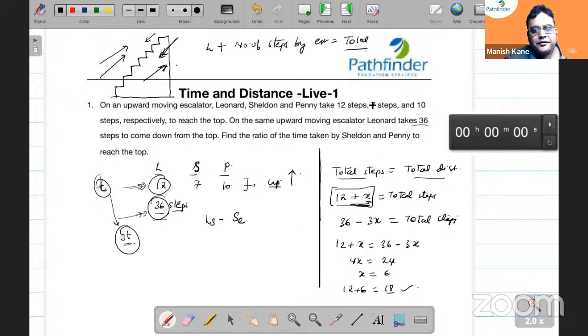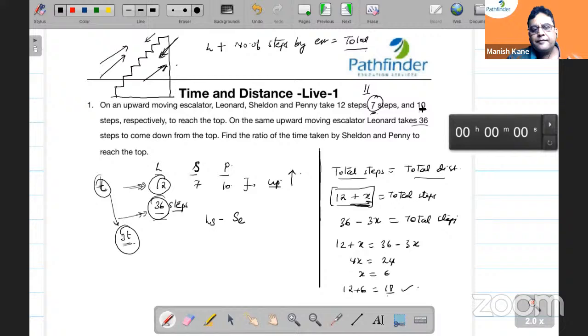Now, how many steps does Sheldon take to cover the distance up? 7. Out of 18, 7 steps have been walked by Sheldon. So obviously, the escalator must have moved the remaining 11 steps because the total steps are 18. Sheldon has walked 7 steps. So escalator must have moved up 11 steps.